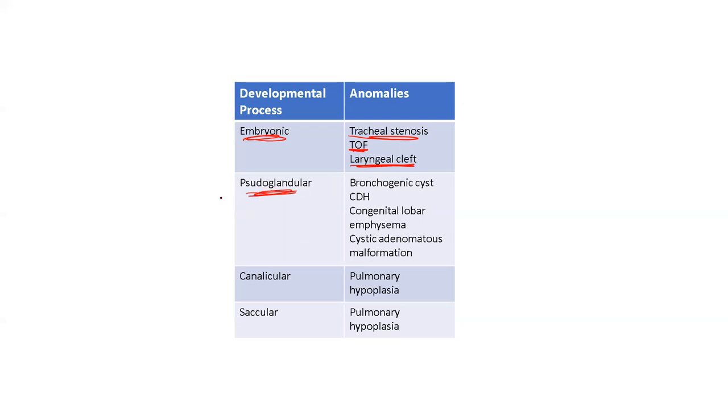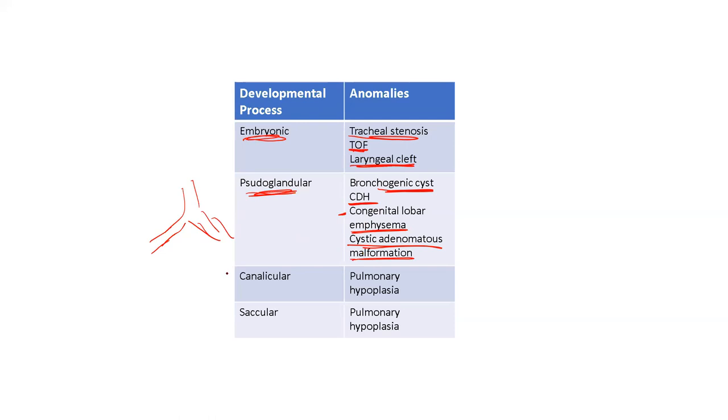Pseudoglandular, more when you have it. The bronchogenic cyst, congenital lobar emphysema, diaphragmatic hernia, cystic adenomatoid malformation, or they call it CPAM or CCAM.